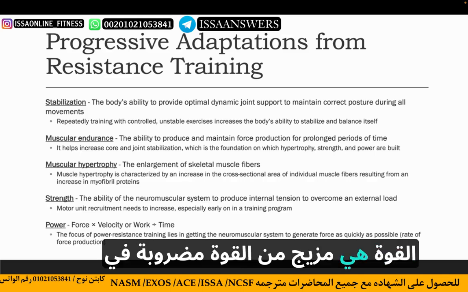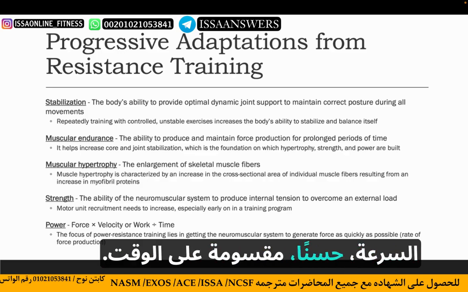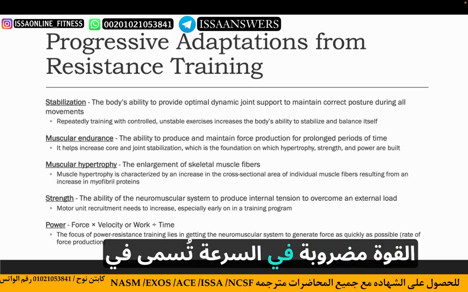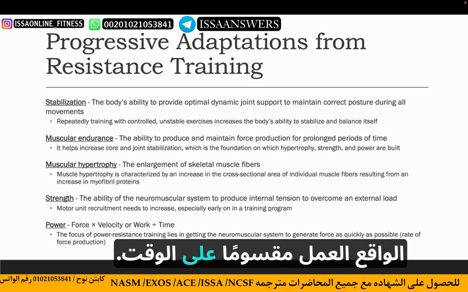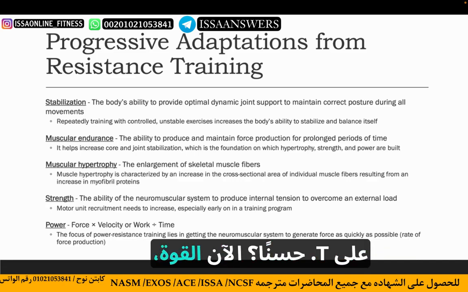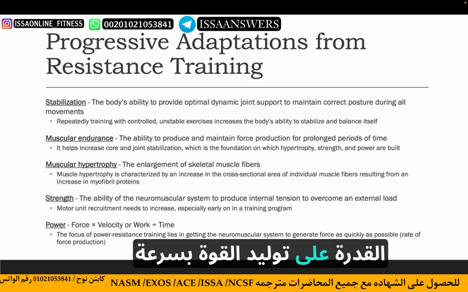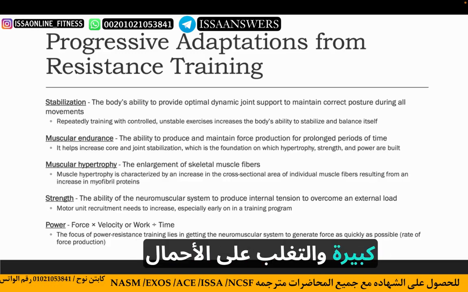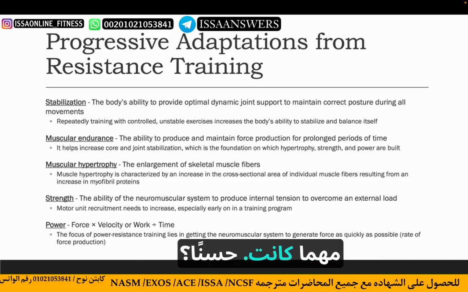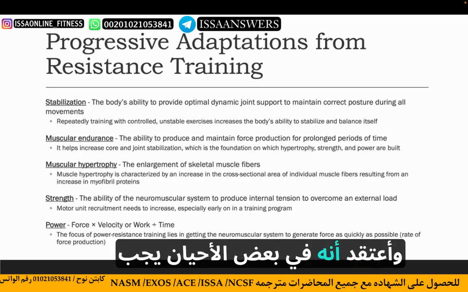Power is a combination of force times velocity, okay, divided by time. All right, force times velocity. Or what force times velocity is actually called work divided by time. So it's F times V divided by T. All right, now power, very explosive, being able to generate force very quickly and overcome high loads, low loads, whatever it may be. Okay?